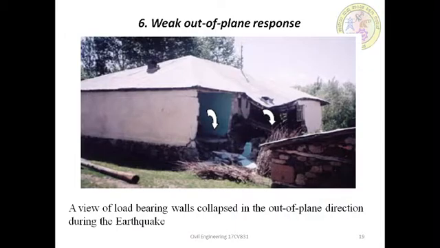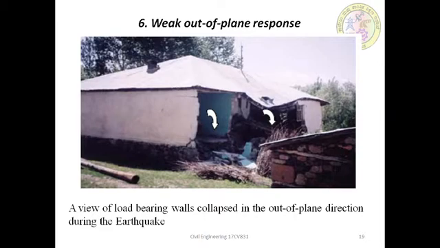Next one is the weak out of plane response. Unreinforced masonry buildings are most vulnerable to flexure and out of plane failure. If the connection between the wall and floor is not adequately restrained, the whole wall panel or a significant portion of it will overturn due to seismic excitation in the direction perpendicular to the wall plane.